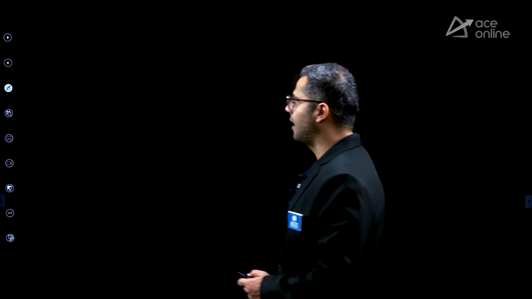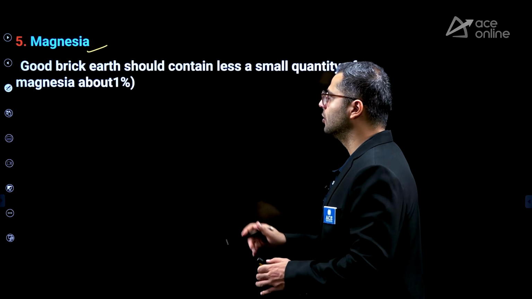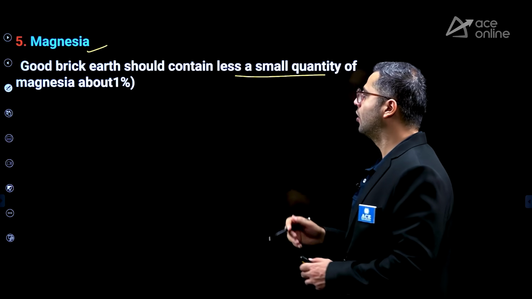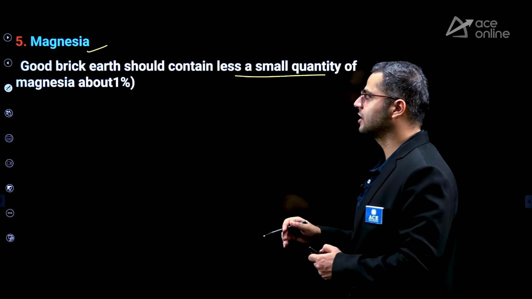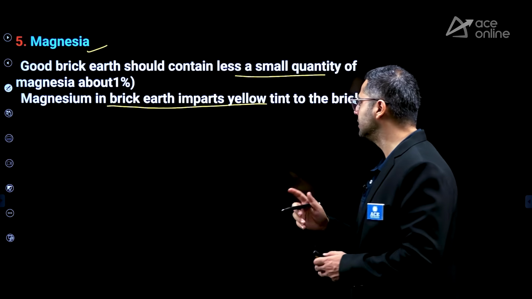Now after that, next one is magnesia, the last one. Good brick earth should have a very small quantity of magnesia, about 1%. Magnesia in brick imparts a yellow tint to the brick.